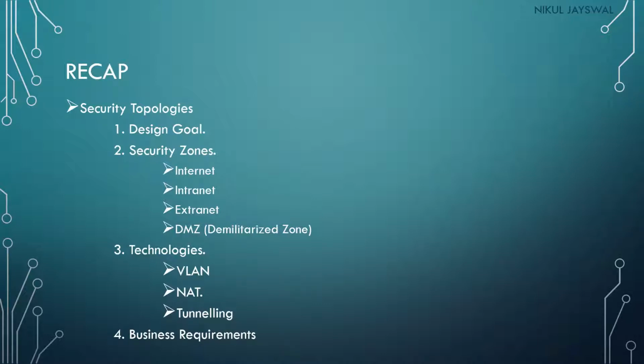After that, we have discussed the security zones. We can divide our network into particular zones to provide better security. There are totally four types of zone. First is internet, then we have discussed the intranet, then extranet, and DMZ, that is also called the demilitarized zone. After that, we have discussed the third major concern, that is technology.